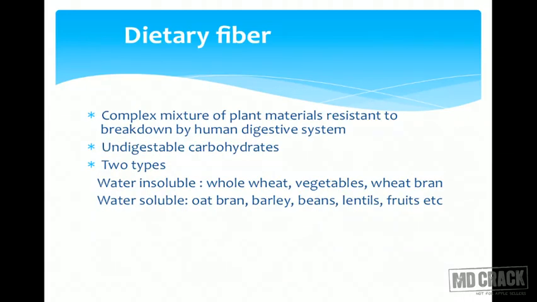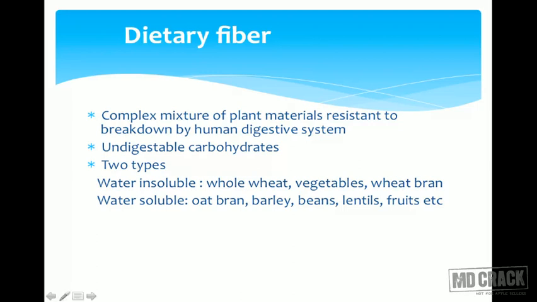Now, one more important concept in digestion and absorption is dietary fiber. One we learnt about glycemic index, the other is the dietary fibers. What are these? A complex mixture of plant materials that are resistant to breakdown by the human digestive system. The human digestive system cannot digest these carbohydrates. So, are they of no use? Yes, they are still useful. We all know about it. These are the undigestible carbohydrates.